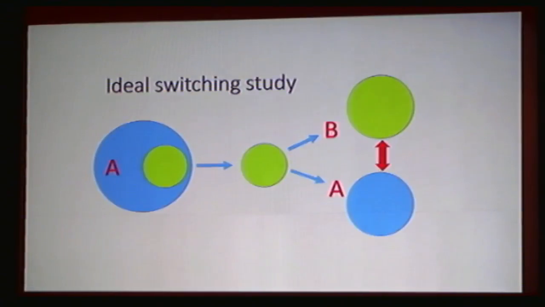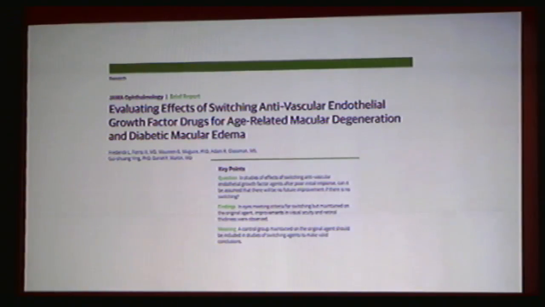It doesn't exist. So there's a paper done by the group of the CAT study, and what they say in this paper is that a control group maintained on the original agent should be included in studies of switching to make a valid conclusion. So you need to make sure what is switching and what is continuous injections. And no trial has done that.